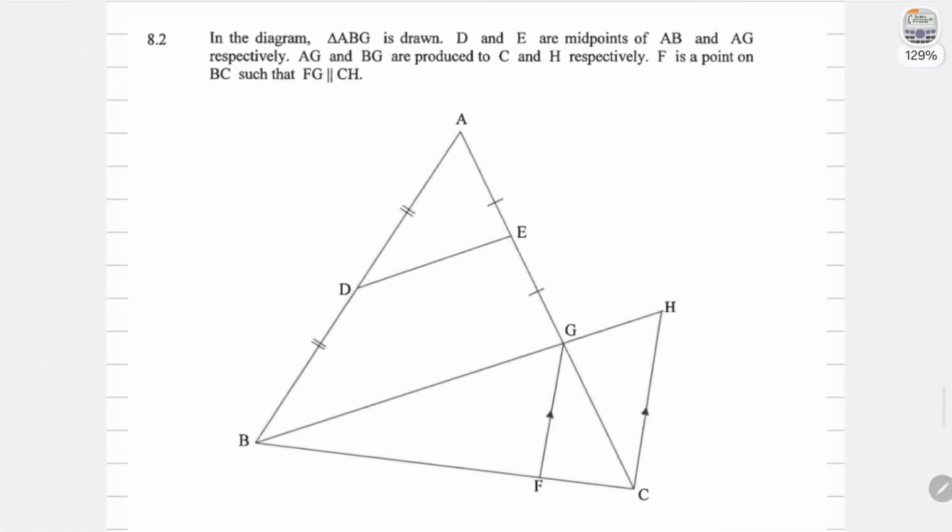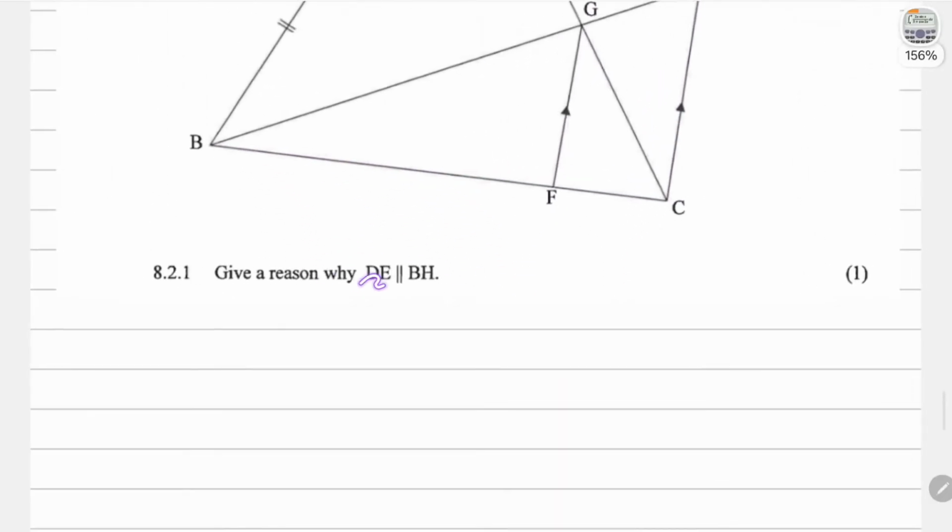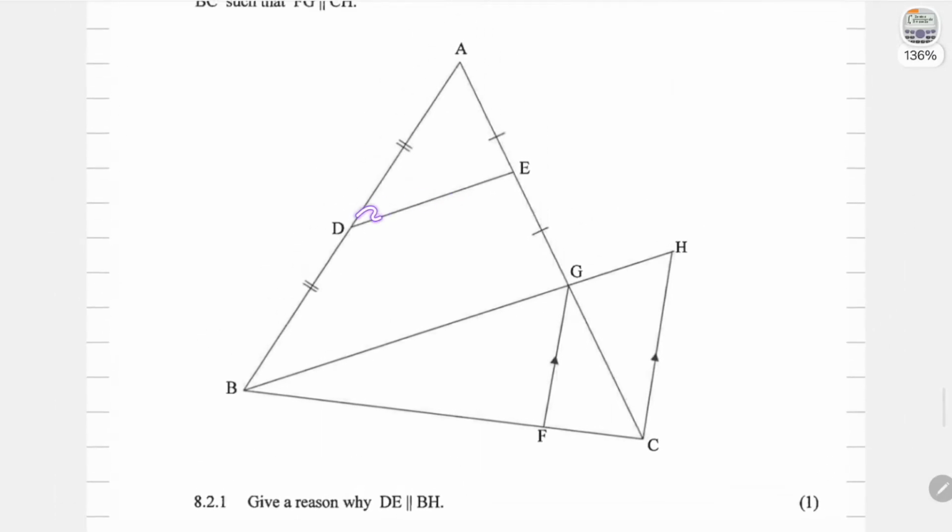Question 8.2 says, in the diagram, ABG is drawn. Then D and E are midpoints of AB and AG respectively. AG and BG are produced to C and H respectively, and then F is a point on BG such that FG is parallel to CH. Okay, so we've got these here, and the first question is we need to give reasons why DE is parallel to BH. Why are these two lines parallel?